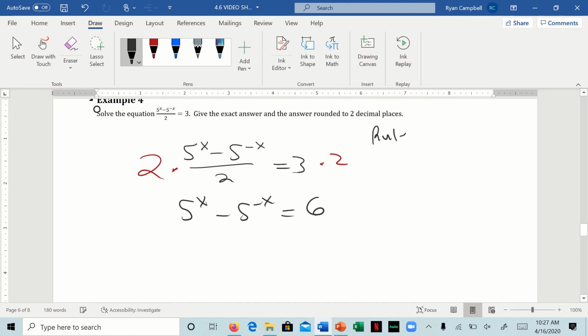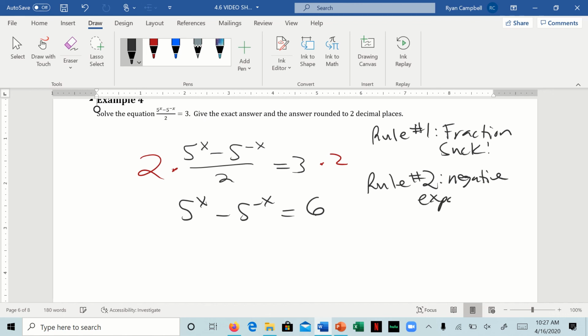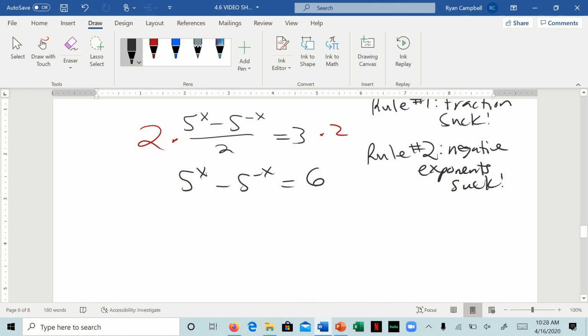So rule 1, fractions suck. Get rid of them. Rule 2. Oh, so we have 2 rules in this class now. Negative exponents suck. Get rid of them. So how can you get rid of a negative exponent? Well, how can we make that negative a positive? Remember, the negative exponent can just go on the bottom. So that'd be 1 over 5 to the x.